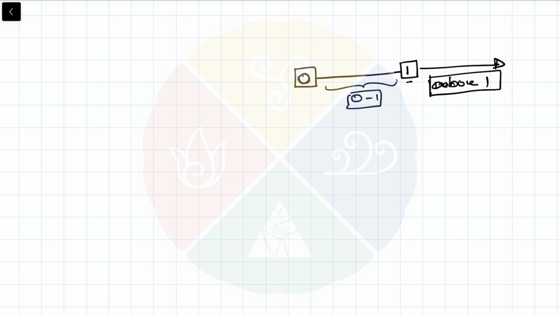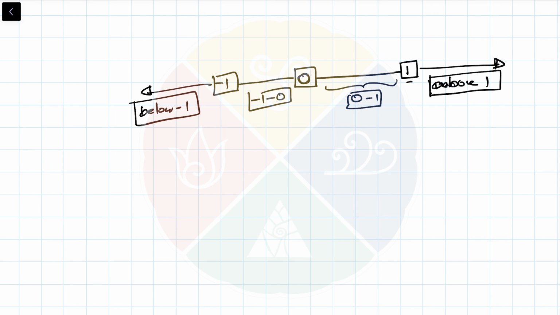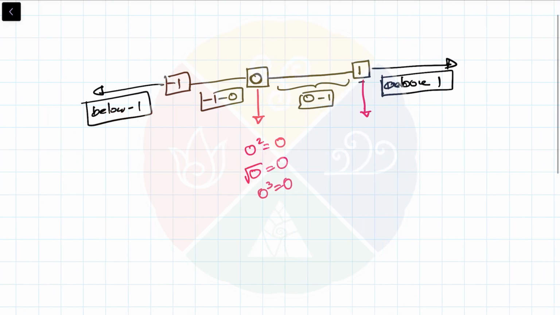Similarly, on the left side, minus 1 is a group by itself, minus 1 to 0 is a separate group, and below minus 1 is a separate group. Whenever powers are involved, the values in each of these groups behave separately. For example, if you take the group of 0, whatever power is applied, it is still going to be 0. No change is happening. When you take the group of 1, whatever power is applied, it is still going to be 1 only, like the square root of 1 is 1.